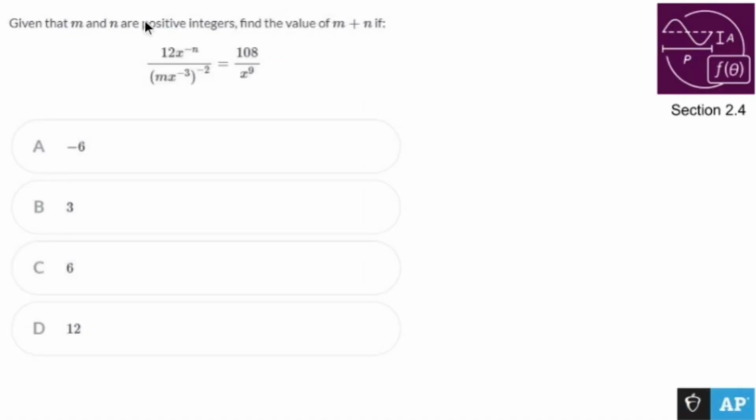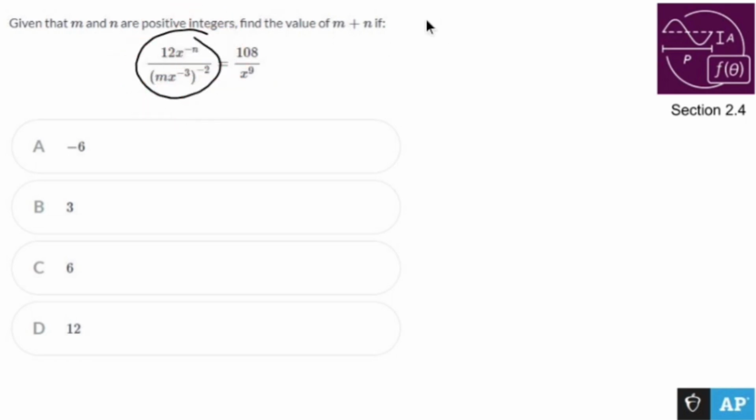Given that m and n are positive integers, find the value of m plus n if this happens. All right, so let's move stuff around. Let's do a little bit of function manipulation and see what we get.